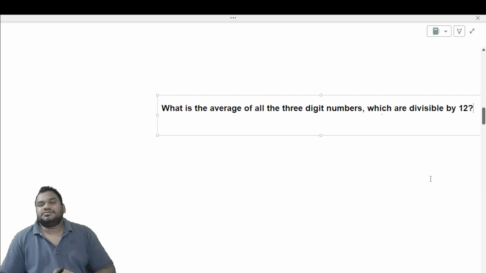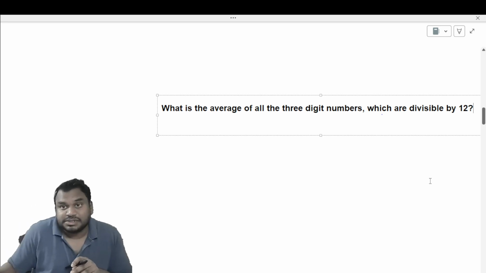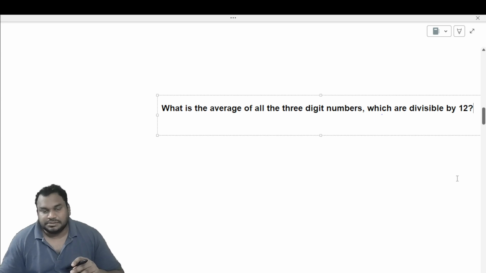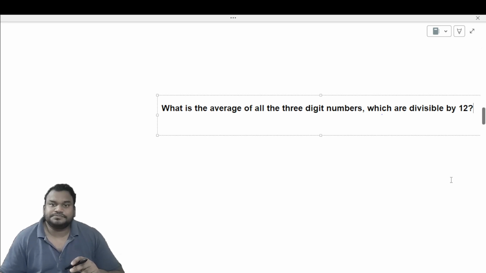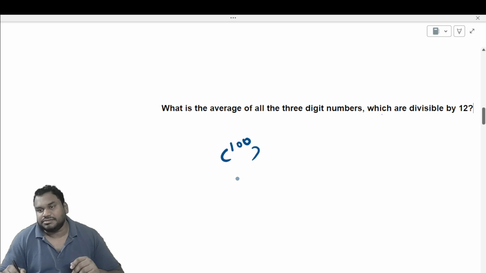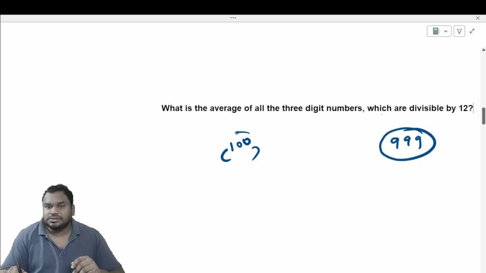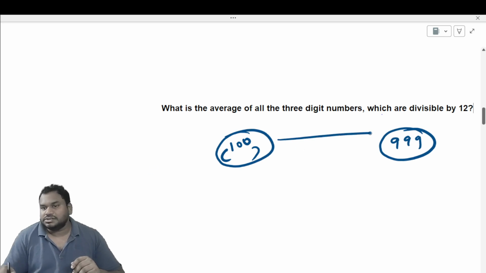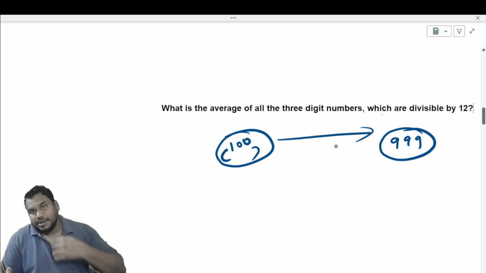So, what is the average of all the 3-digit numbers which are divisible by 12? See, he was just asking only about 3-digit numbers. So, what is the first 3-digit number? Tell me. 100 is the first 3-digit number. What is the last one? 999. So you need to consider the values between 100 and 999.